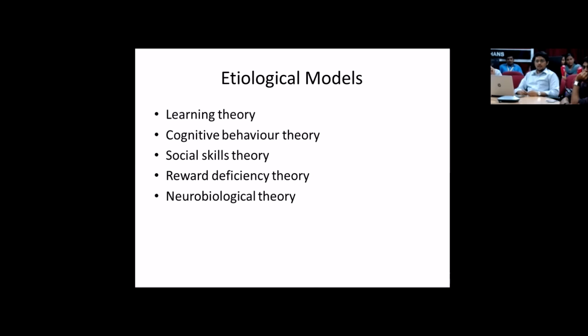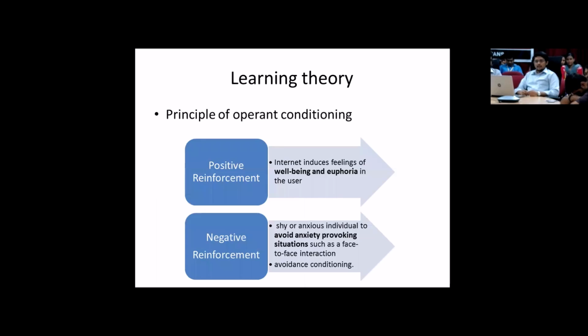So, coming to some of the etiological models, I will briefly go through various learning, cognitive, social skills, reward deficiency, and some neurological perspectives. The learning theory basically says that internet use works in the operant conditioning format, and internet use induces a feeling of well-being and euphoria, and hence it works as a positive reinforcement. Whereas negative reinforcement is that the shy and anxious individual, as we saw in our case previously, would avoid anxiety-provoking situations such as face-to-face interaction and use the medium to overcome the social anxiety. Hence there would be avoidance conditioning and an increase of the behavior.